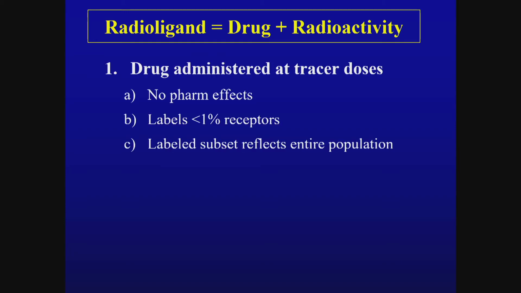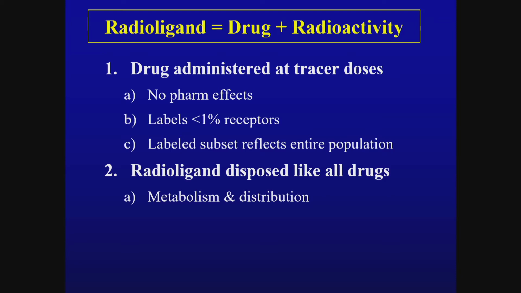And I should mention that the drug is administered at tracer doses, at minuscule doses that will have no pharmacological effects. And we can administer such low doses because PET has the sensitivity to measure it in the body after it's distributed to the body. Because it's a tracer dose from a pharmacological perspective, there are no pharmacological effects. It might bind to or label less than 1% of the receptors. But that labeled subset reflects the entire population. So you use the radioligand to label a representative subset, perhaps less than 1% of all the receptors, in order to study those receptors.